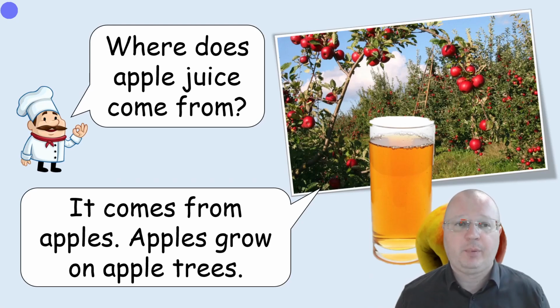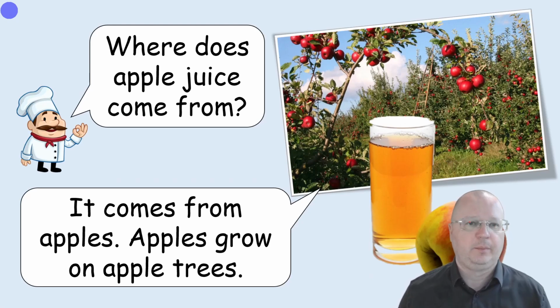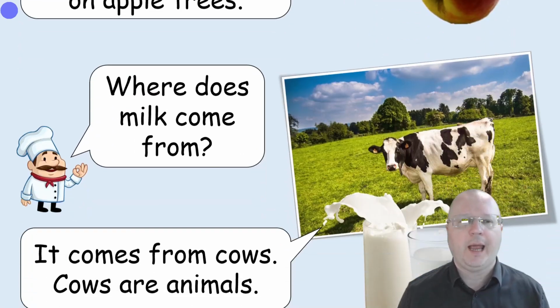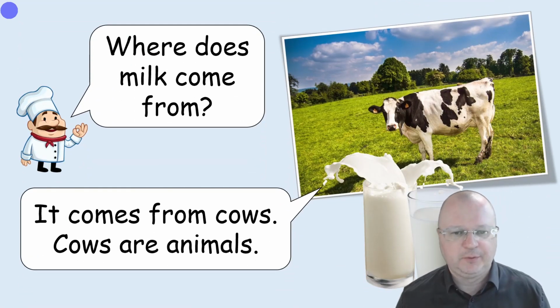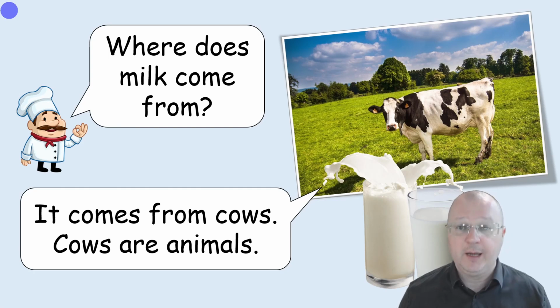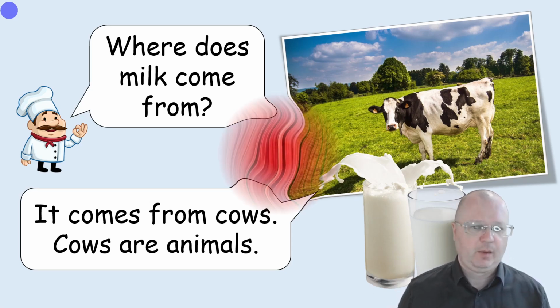And this is the second part where you talk about where food comes from. So for example, apple juice comes from apples. Apples grow on apple trees. Milk comes from cows. Cows are animals, and so on. I am not going to go through the whole thing because I think you get the idea.